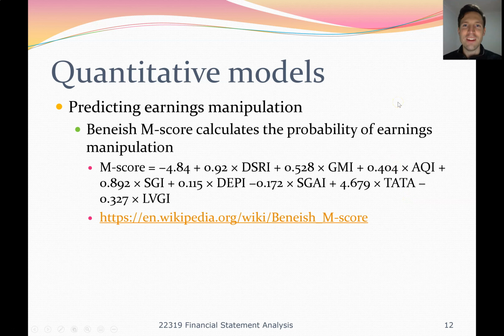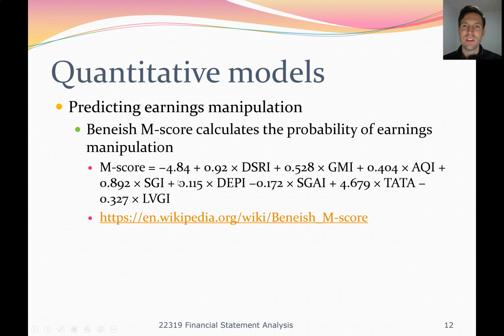So the first quantitative model I thought we'd talk about relates back to when we did accounting analysis. When we studied accounting analysis, we looked at a firm and we read their financial statements and tried to understand if there were any red flags about their accounting that maybe looked a bit off and maybe gave an indication that the firm might be manipulating or biasing their financial statements. An academic, Beneish, created a model called the M-score, and what it does is it calculates the probability of earnings manipulation.